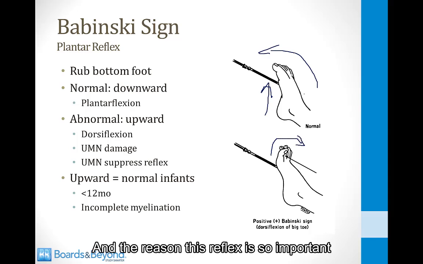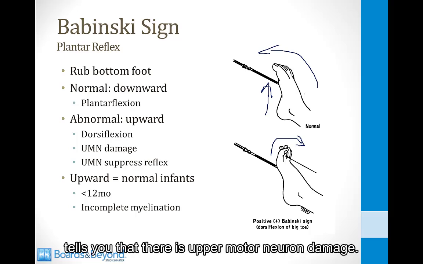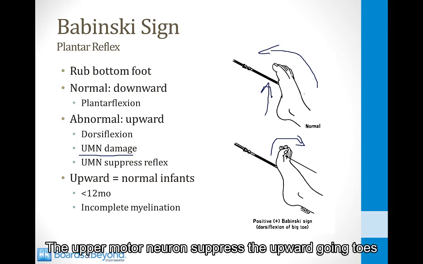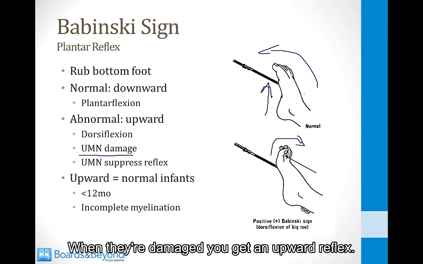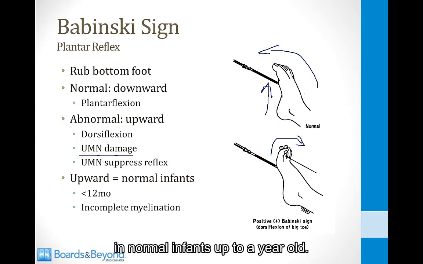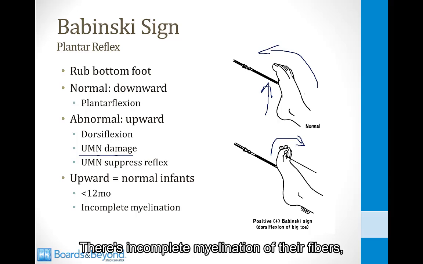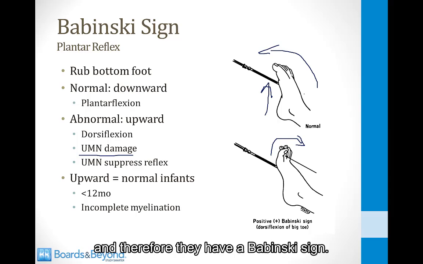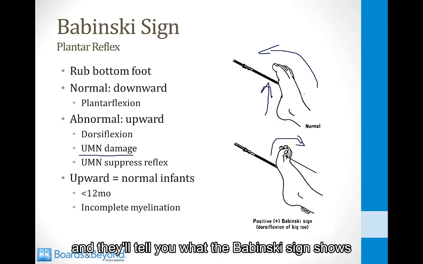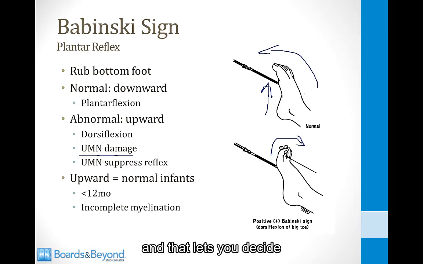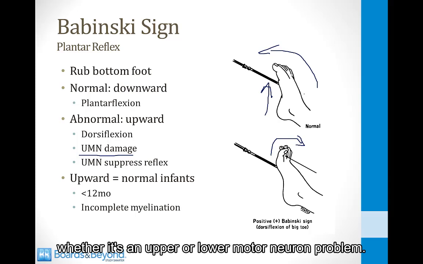And the reason this reflex is so important is because an abnormal Babinski reflex or a positive Babinski sign, meaning the toes pointing upward, tells you that there is upper motor neuron damage. The upper motor neurons suppress the upward going toes from this reflex and they make the toes go down. When they're damaged, you get an upward reflex. You can also see an upward reflex in normal infants up to a year old. There's incomplete myelination of their fibers, and therefore they have a Babinski sign. In board questions, you'll be shown patients who have motor dysfunction, and they'll tell you what the Babinski sign shows, and that lets you decide whether it's an upper or lower motor neuron problem.